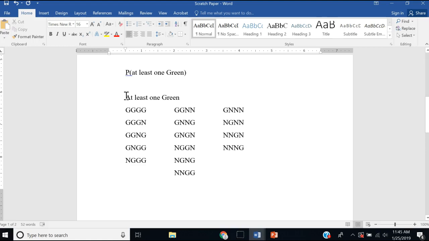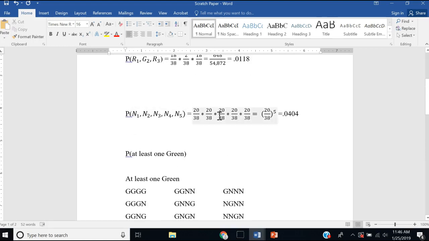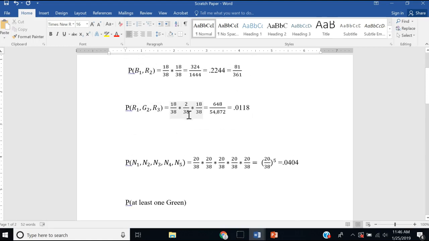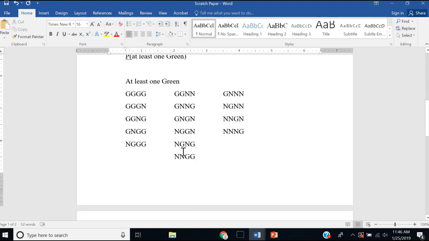So if I were to calculate the probability of at least 1 green directly, I would have to find the probability of every single one of these sequences, just like I did up here. And because each of these sequences is different, I would have had to add all of those up.